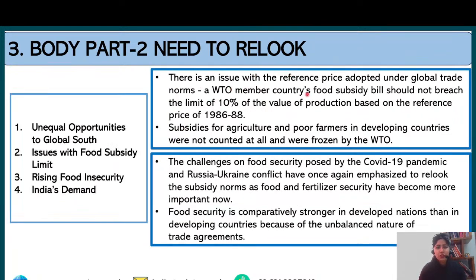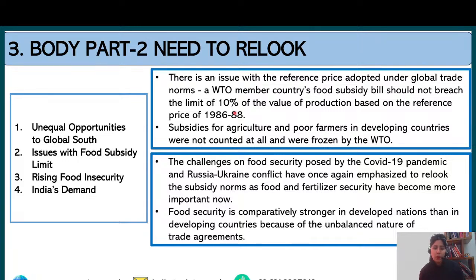There is an issue with the reference price adopted under global trade norms. For example, I told you the 5% limit for developed countries and the 10% limit for developing countries. Now 5% of what and 10% of what? It actually takes a base year of 1986 to 1988. During 1986 to 1988, the Green Revolution was picking up pace. That means at that time, India was not providing its farmers a lot of subsidies in monetary value. The value of a rupee has also changed with time, and India needs more subsidies to feed its ever increasing population.